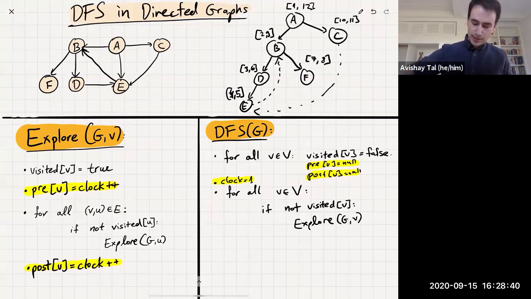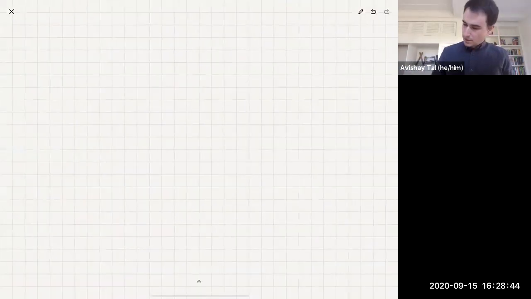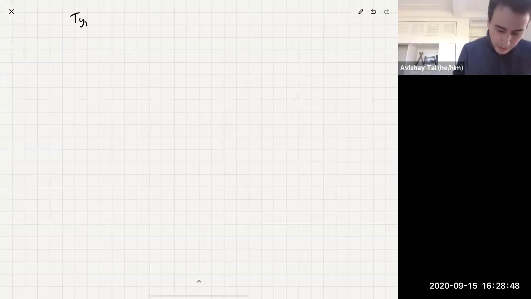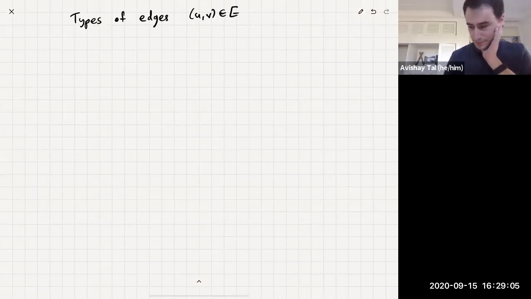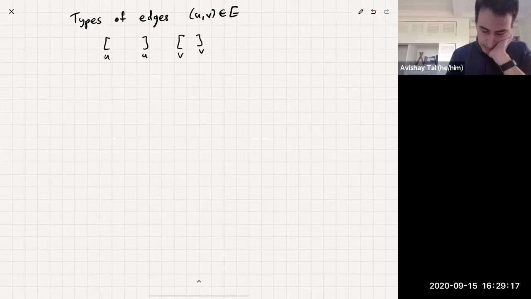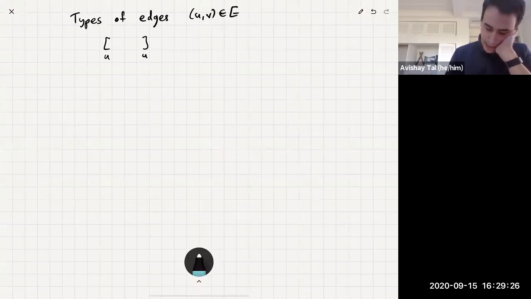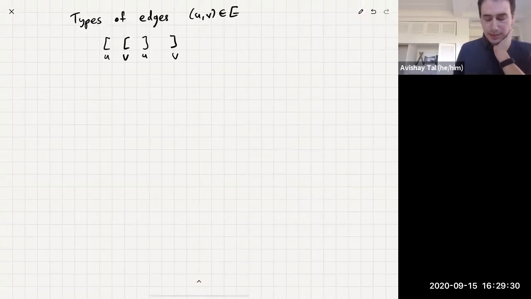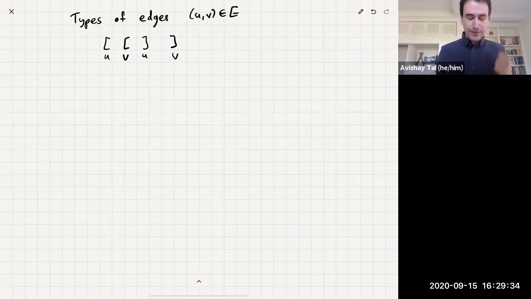Okay, so I want to ask a few questions about that. I want to look at all the possible edges in the graph. Let's say that I have some edge UV in the graph. And I want to look at the starting point of U and the end point of U, and the starting point of V and the end point of V. So the first question is, can I have that U is put on the stack, then V is put on the stack, then U is popped from the stack, then V is popped from the stack? Can this be possible?